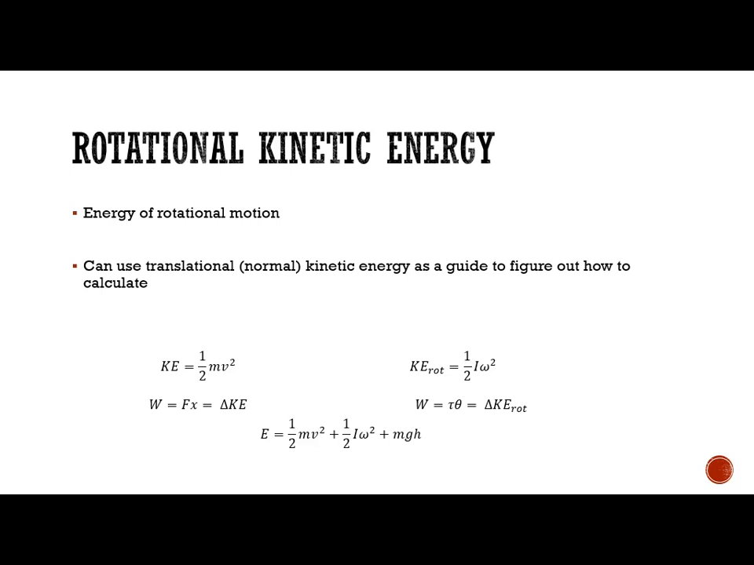So what this does for our total energy equation is it adds a new term to it: 1/2 mv squared plus 1/2 I omega squared plus mgh. And I guess if we wanted to be really technical, we could put 1/2 kx squared, spring potential energy, in there as well.